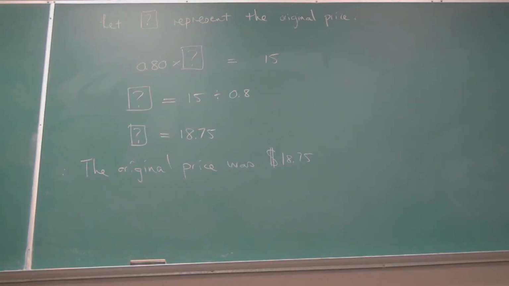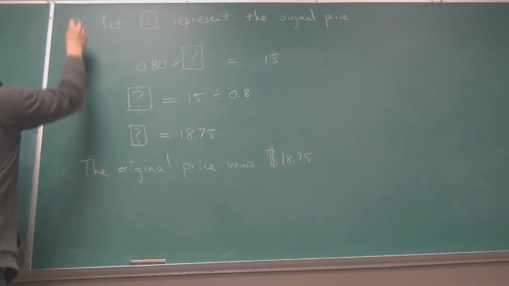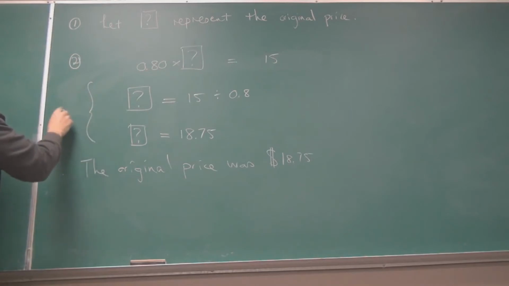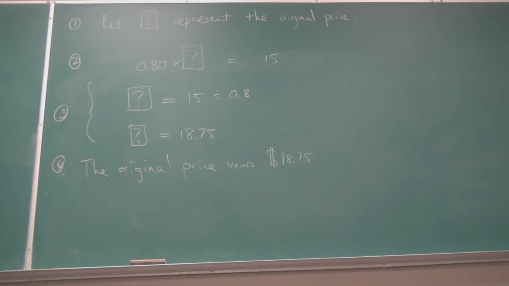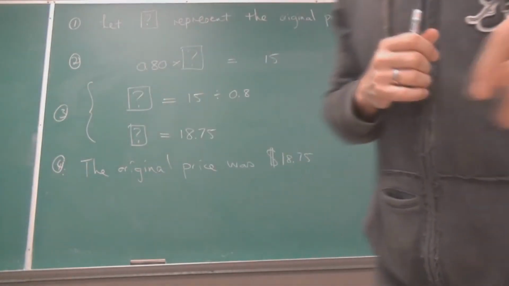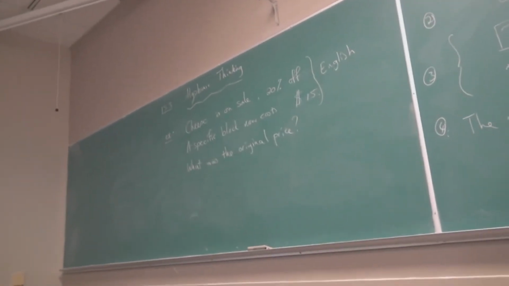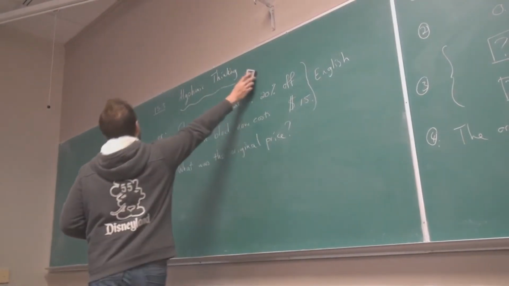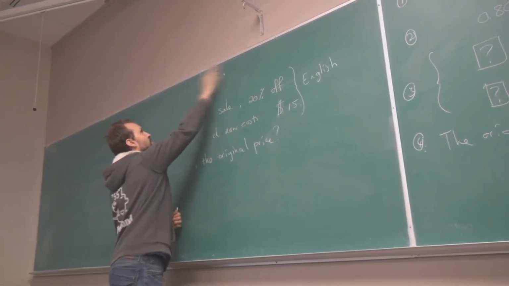Any questions on any one of these steps? I really have 1, 2, 3, 4 steps. One is, let's give a name to the missing quantity that I'm looking for. Then translate the information into a mathematical equation. Look at that equation to figure out what that question mark in a box value is, and then conclude it with a sentence back in the original language. That will always be the 4 steps that we are going to use. The only thing that changes is the information in the problem.